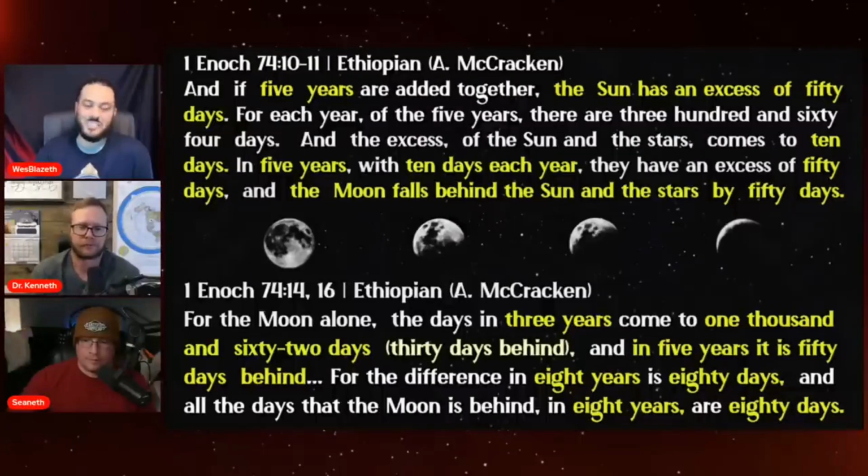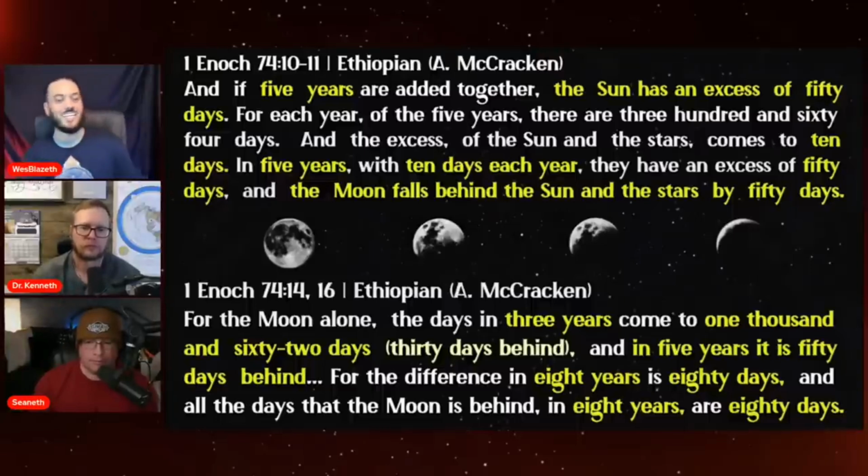Cool. So we see it again in 1 Enoch 74:14 and verse 16, just for consolidation, that the same 10-day deficit is recorded. For the moon alone, the days in 3 years come to 1,062 days. That is 30 days behind the 364 count in 3 years. And in 5 years, it is 50 days behind. For the difference in 8 years is 80 days. And all the days that the moon is behind in 8 years is 80 days. So consistent, 10 days a year.